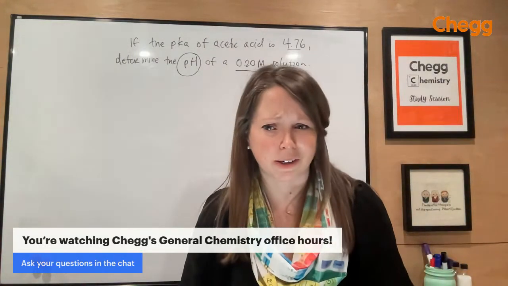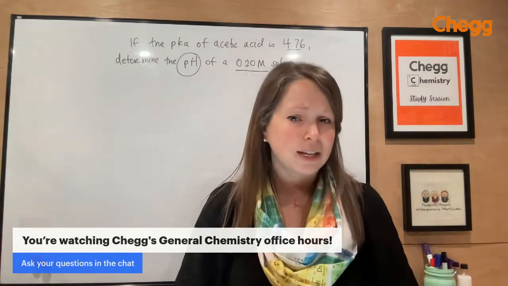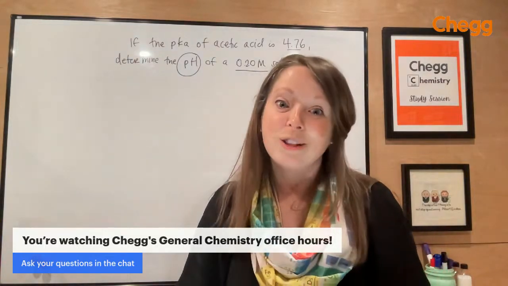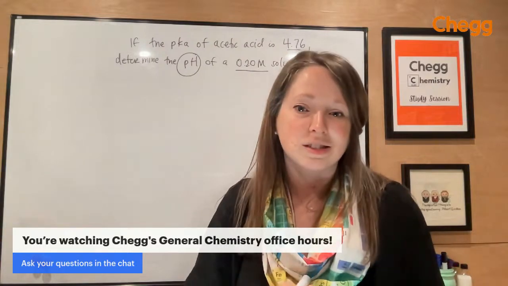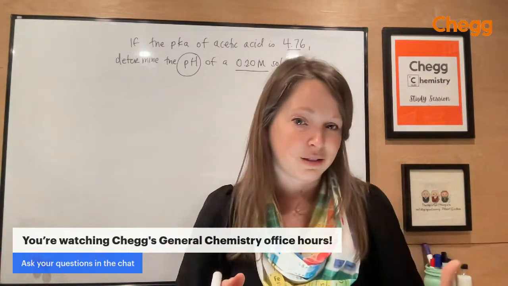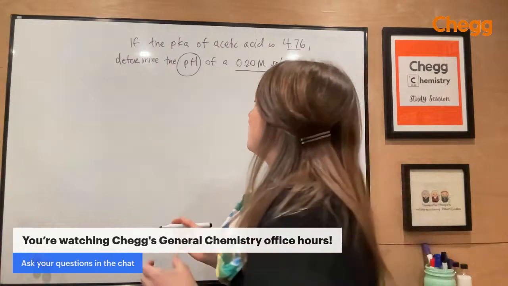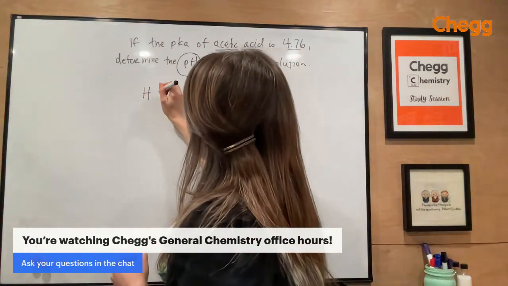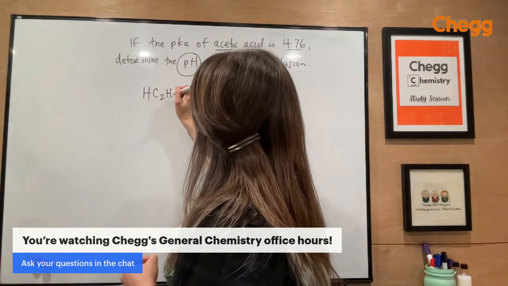So where do we start, right? First thing you always want to do is write out that dissociation equation, because if you're going to be writing out equilibrium expressions or the Ka, the acid dissociation constant, you need to have the actual reaction, right? You need to know what's going on. So acetic acid, that's just going to be H plus acetate, C2H3O2.